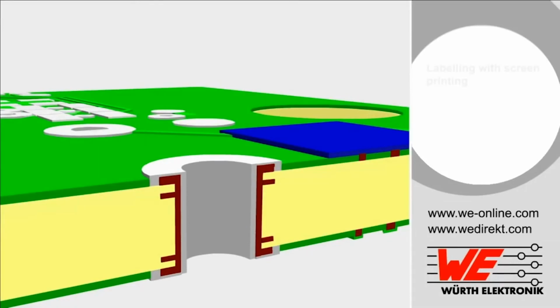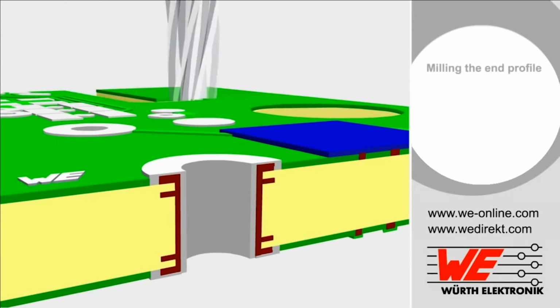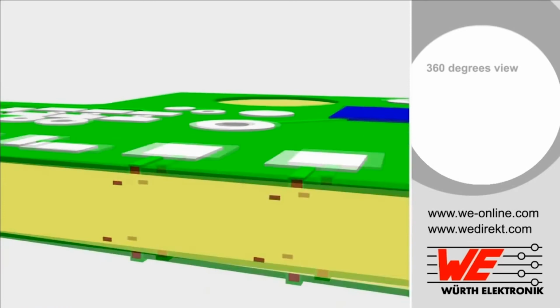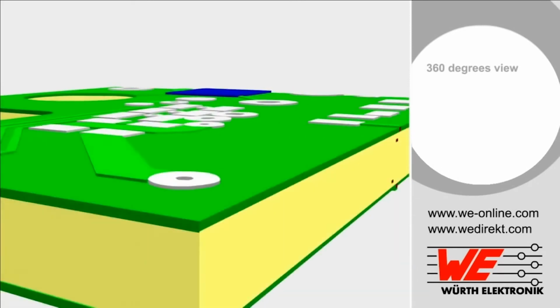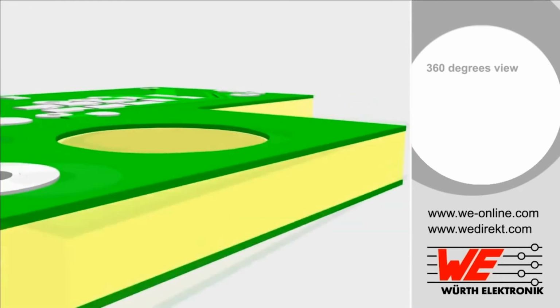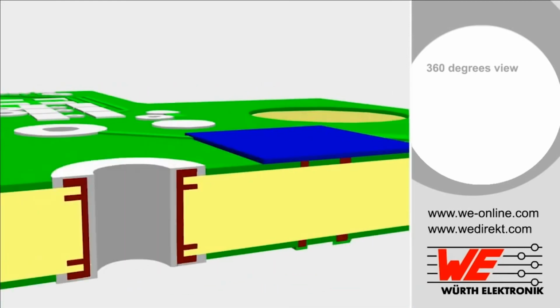One of the last steps is the application of the desired annotation via screen printing. The final mechanical processing ensures that the multilayer gets its final shape. Here, this is done by milling. Before the multilayer is shipped out, we carry out electrical, optical, and dimensional inspections of the PCB.